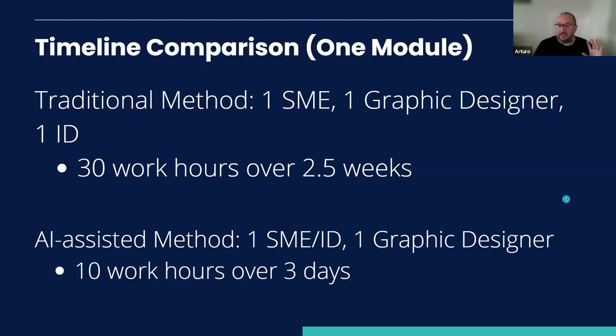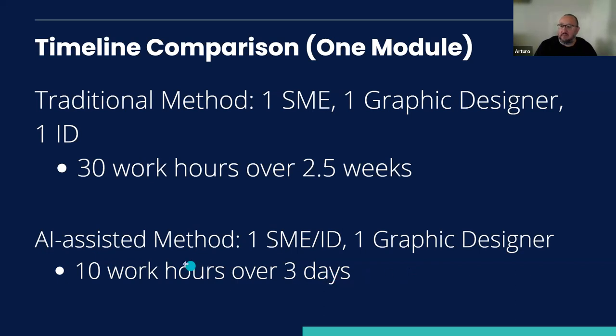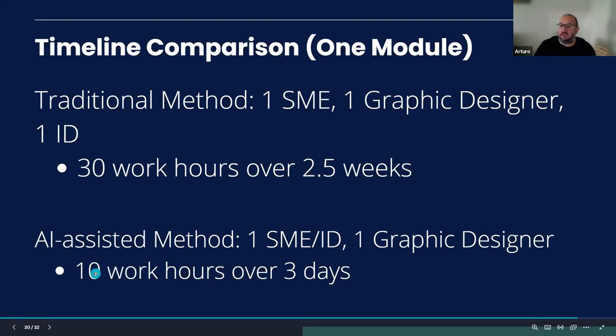So I wanted just to briefly give you the timeline comparison. As Kim mentioned, I started developing one module, and then we had our group in the traditional method develop a module. One module took 30 work hours over 2.5 weeks in the traditional method. In the method of me working with the AI assisted model, I was able to do the same amount with a comparable lesson in 10 hours over 3 days.